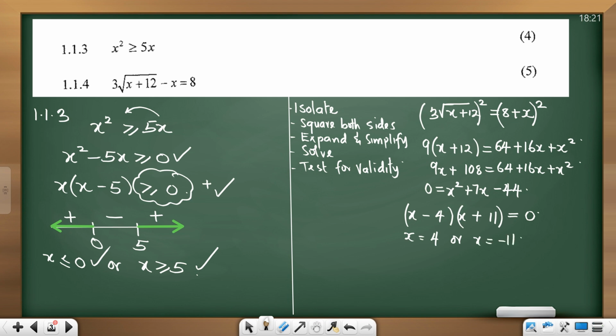Please, you test in the original. A lot of learners make mistakes here. You test in the original question. Test in the original question.